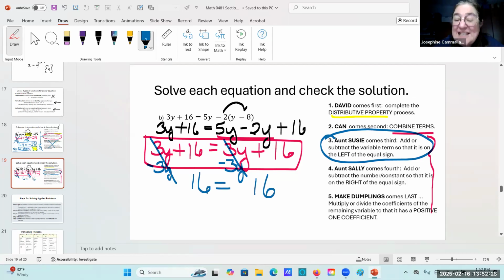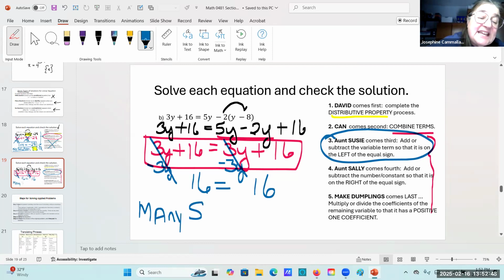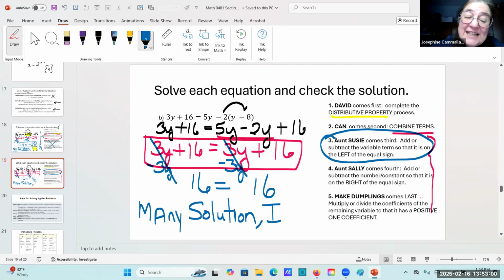16 equals 16. This is not the same as our last slide, because the number 16 and the number 16 are on the same opposite sides. This is considered many solutions. Now, you could have seen it in the red box. That's called the identity property. Now, sometimes they write the word identity as an answer. Okay? Because that's what the red is.